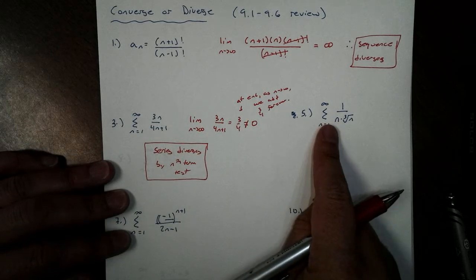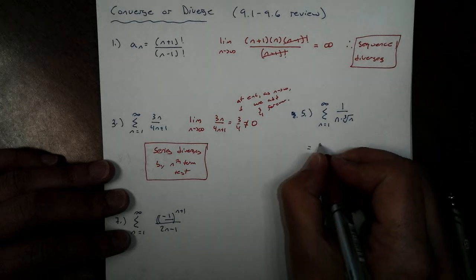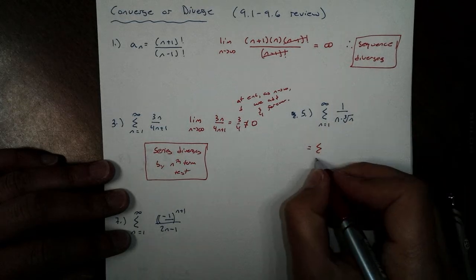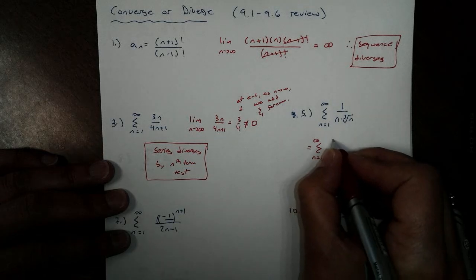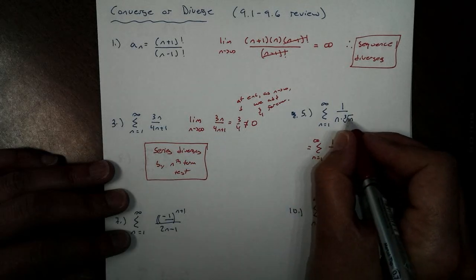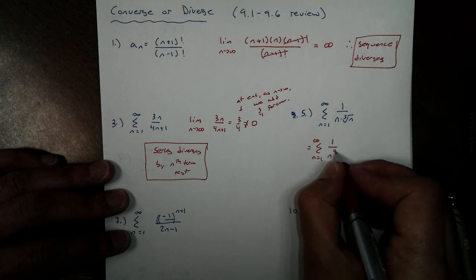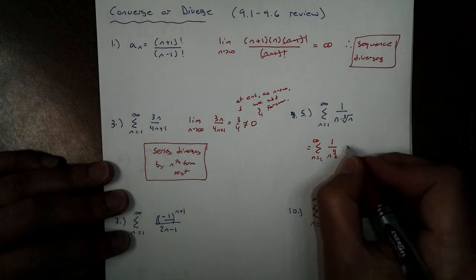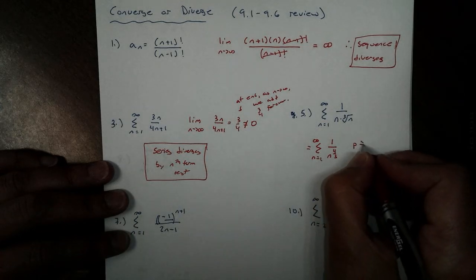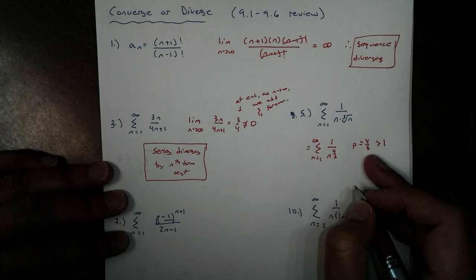Alright, number 5 is kind of a tricky one when you look at it, but if I were to rewrite this as n equals 1 to infinity, this is really just saying 1 over n to the 1/3 times n to the first, or n to the 4/3. And now it's not so bad. This is just our p series. P is 4/3, which is greater than 1. And according to our p series, this will converge.